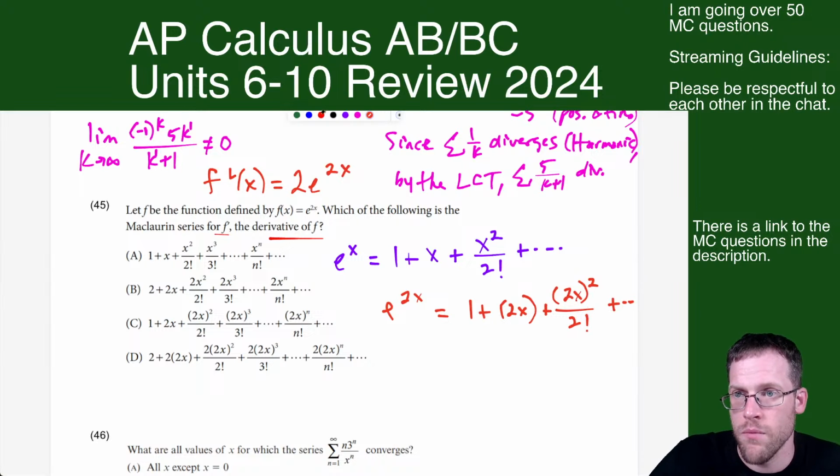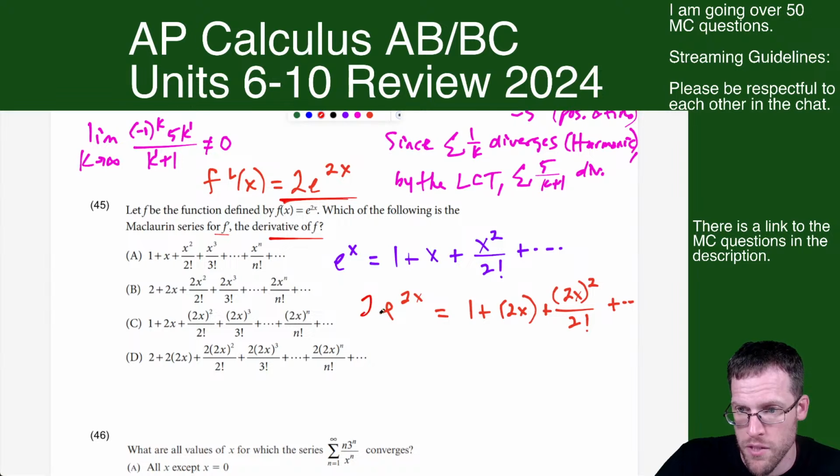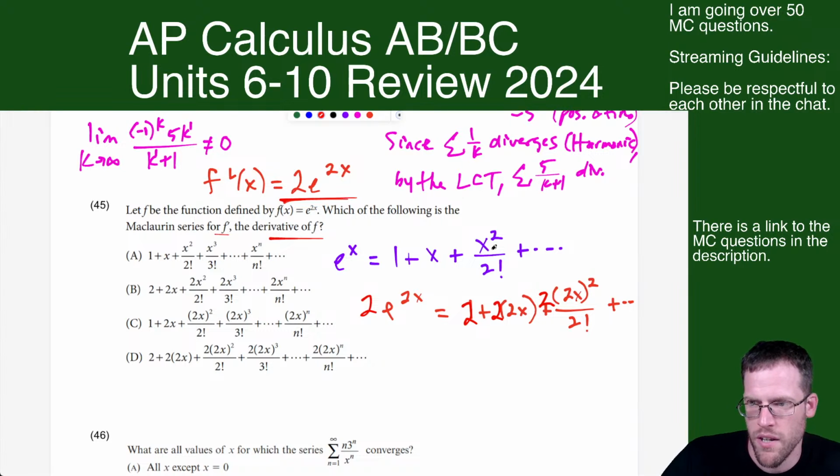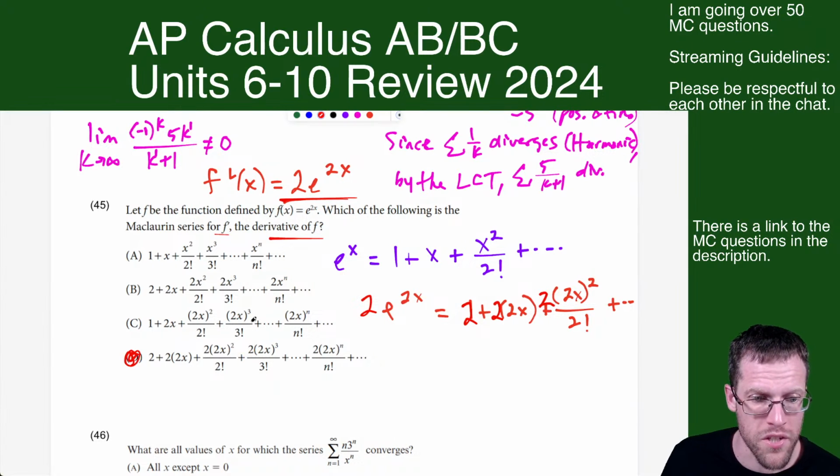Okay, but now I'm going to multiply by 2 because the derivative is 2e to the 2x. If I multiply this by 2, I got to multiply everything here by 2. I was just anticipating an easier way. So you see how this matches right away, choice D. It's 2 plus 2 times 2x plus 2 times this. The other way just seemed like it was going to take way longer, which is a skill you need when you do these.